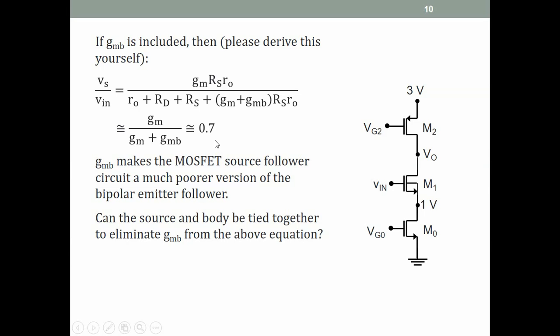Now, of course, if you are thinking, you will ask the question, well, why not make VSB 0 by shorting the body to the source? If you short the body to the source, then of course VSB is 0 and GMB VSB doesn't appear, and we get back the earlier expression we had derived.